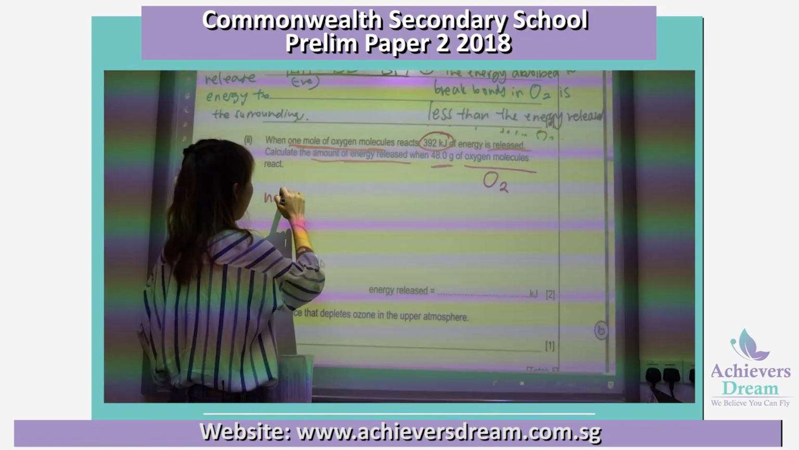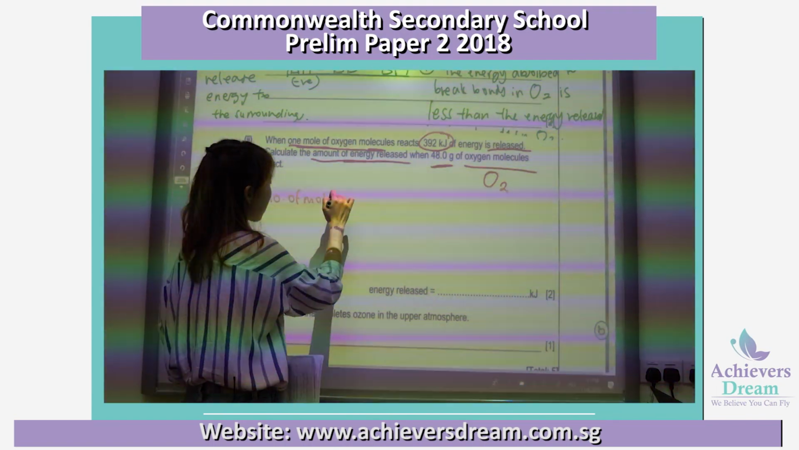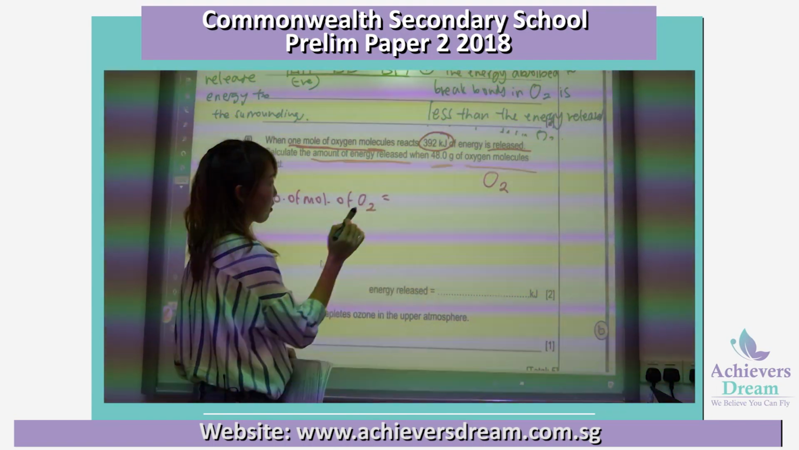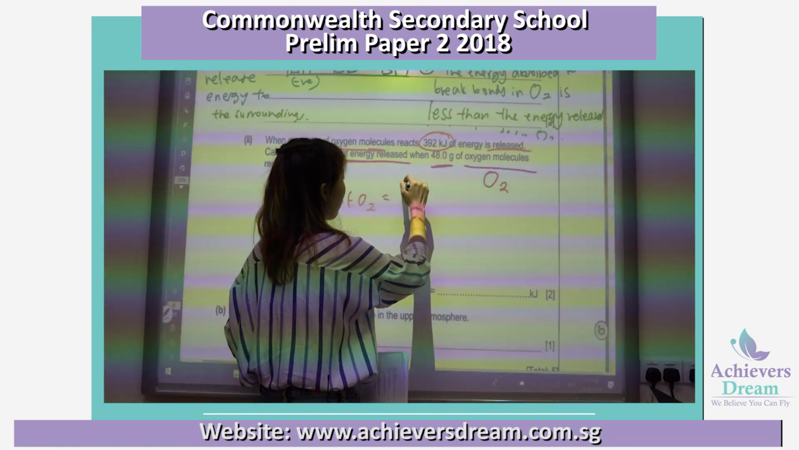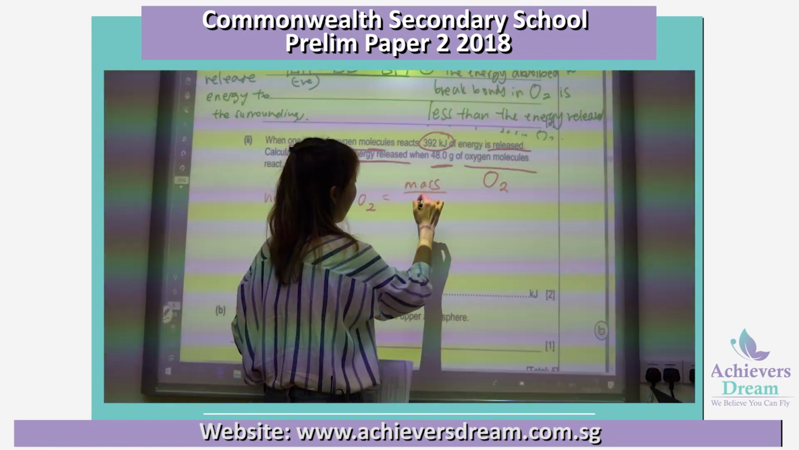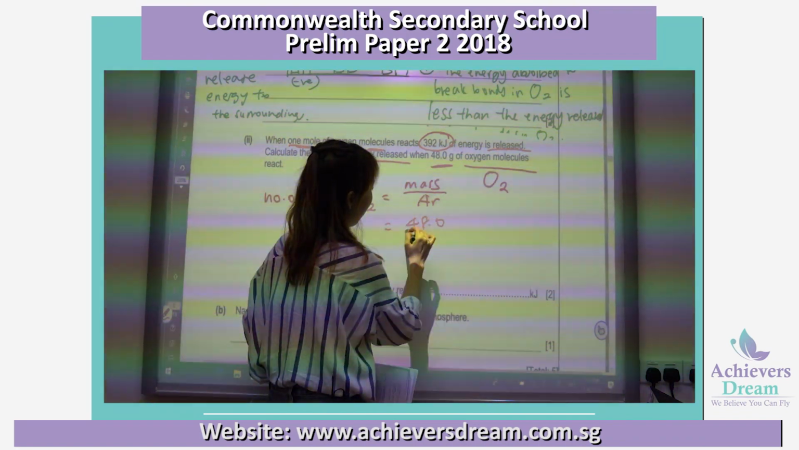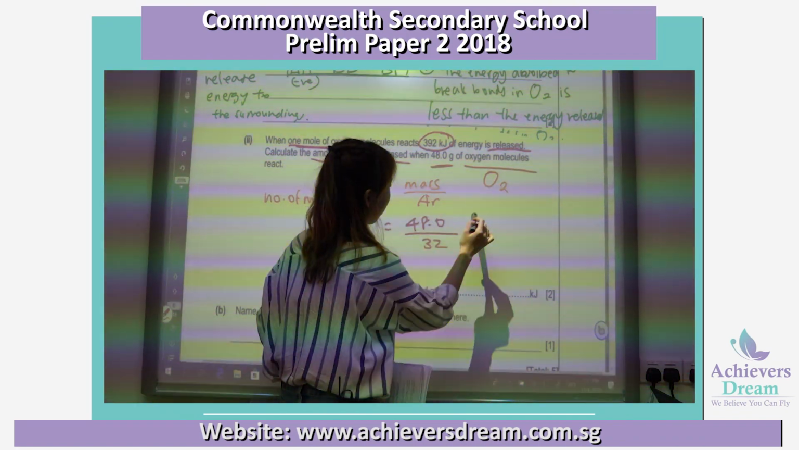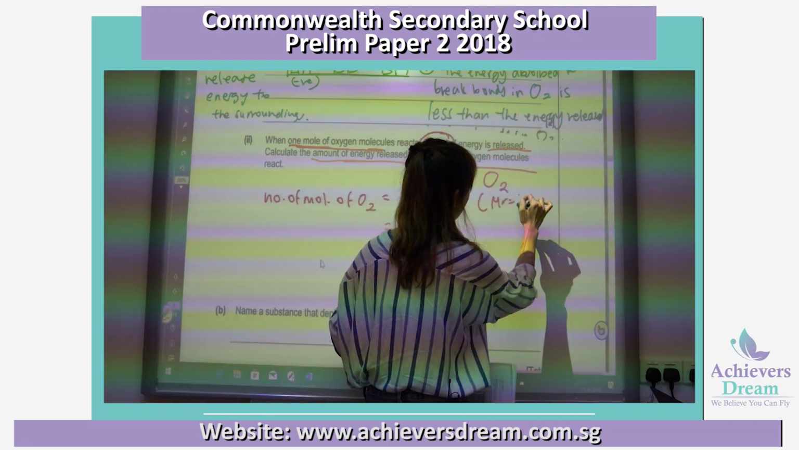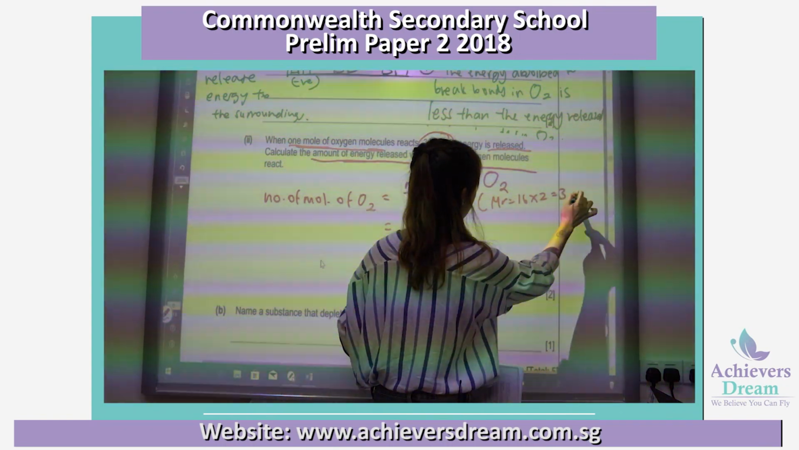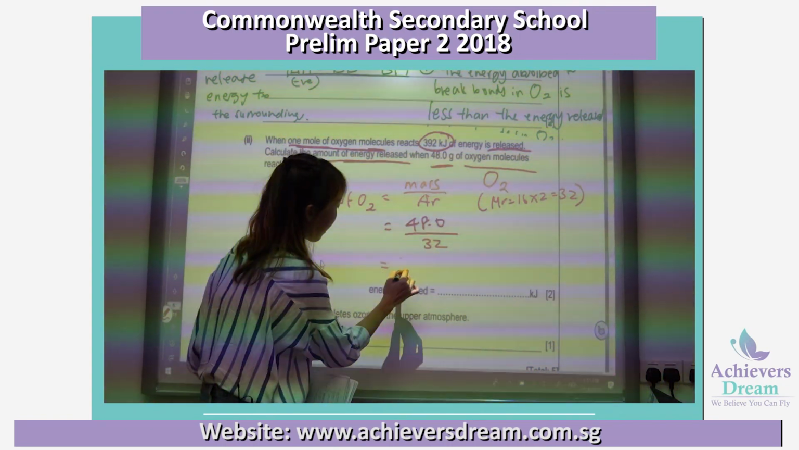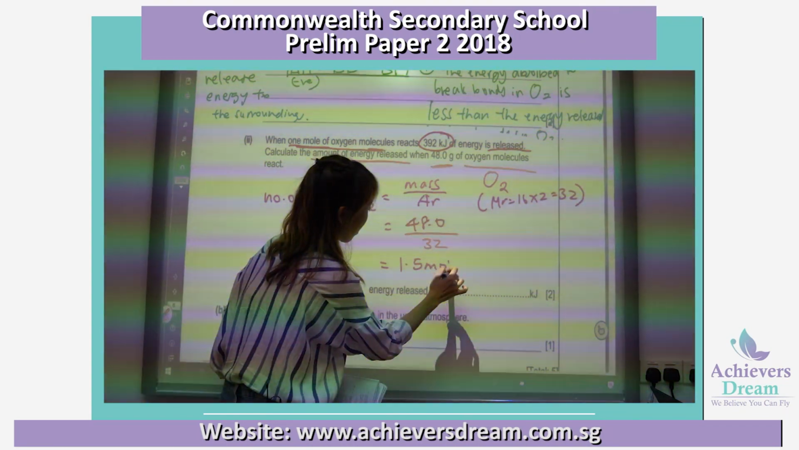Can I calculate the number of moles of oxygen molecules? Can, right? So I use the formula which is mass over Mr. So the mass is 48 divided by 32. Your Mr is 16 times 2, which is 32. So I will get 1.5 mole.